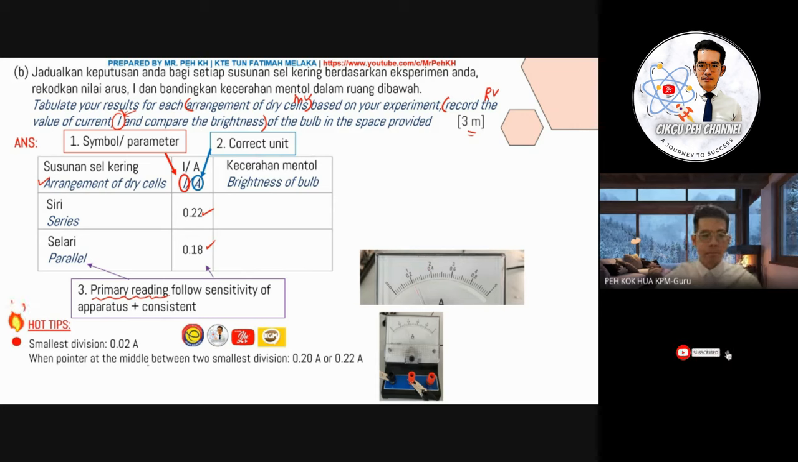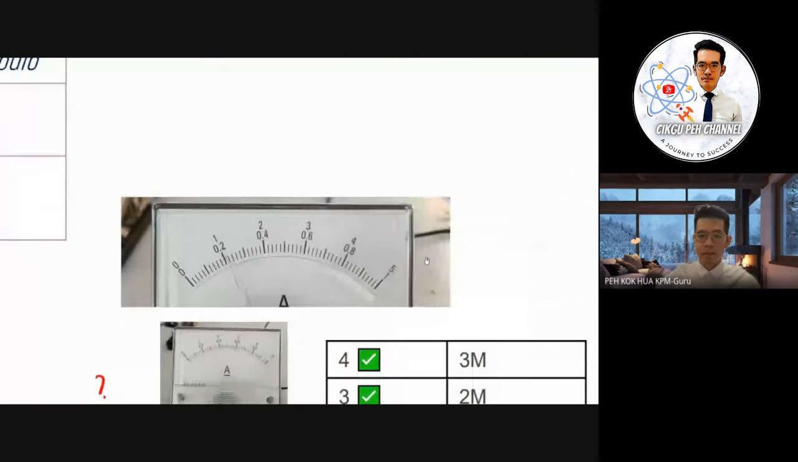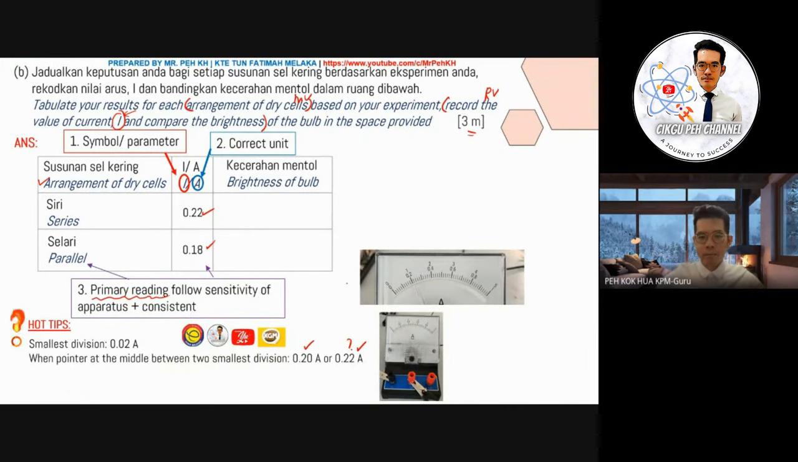When the pointer is at the middle between two smallest divisions, the answer here can be 0.20 or 0.22. So what does this mean? Again, you can look at my result here. The pointer is actually at the middle between two smallest divisions. So what value can we get? You can select the division below the pointer, which is 0.2, or the division above the pointer, which is 0.22. This is why I have two readings here, and finally I get 0.22 here. So both are actually accepted.